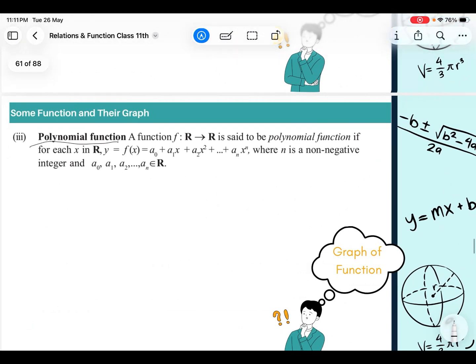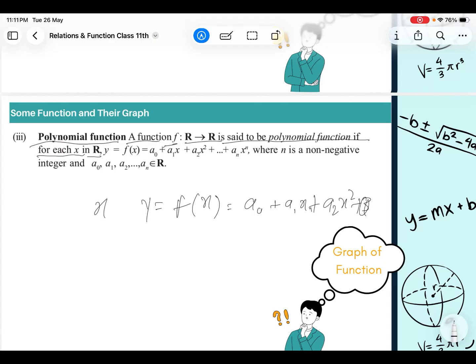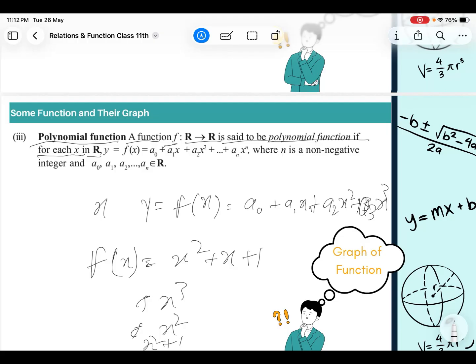Now polynomial function, very simple. A function from R to R is said to be a polynomial function if for each x in R, y will be f(x), that is equal to a0 plus a1x plus a2x square plus a3x cube. Simply, f(x) will be a polynomial function like x square plus x plus 1, or x cube, or x square, or x square plus 1, something like that.